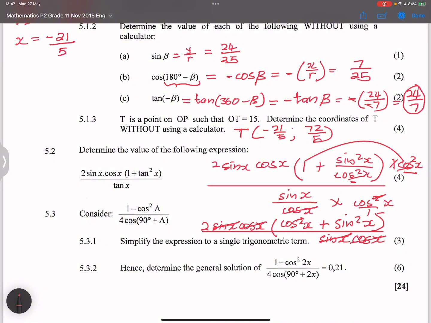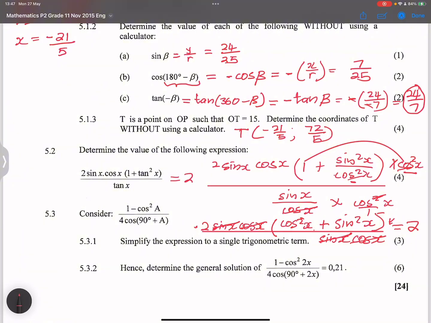And what do you notice? We've got a square identity here. Cos squared plus sine squared gives us 1. And we've got 2 times 1, and so that will give me 2. Please remember that. So this entire thing just simply gives me 2.